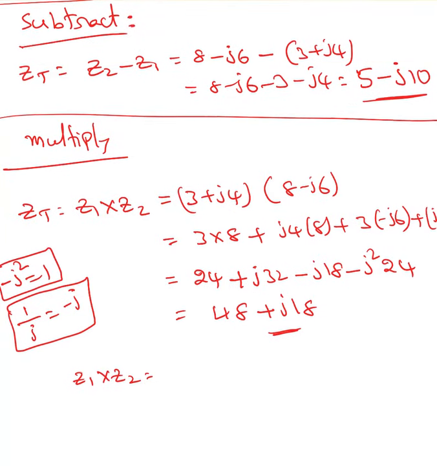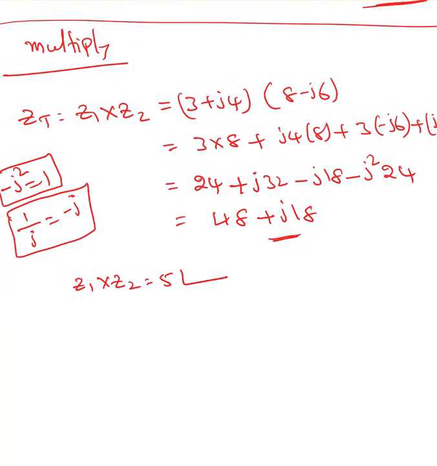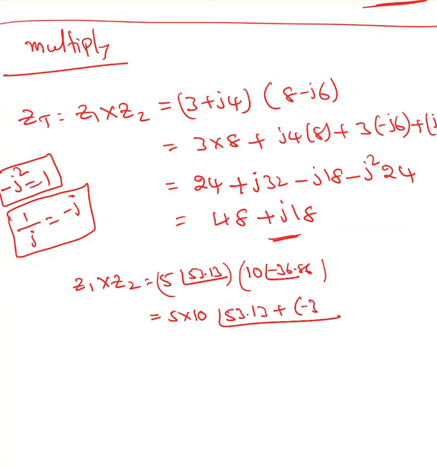When they are in polar form, I have 3 plus j4 as 5 at an angle of 53.13, and 8 minus j6 as 10 at an angle of minus 36.86. Here, when we multiply in polar format, multiply the magnitudes, so 5 times 10, which is 50, and add the phase angles, so 53.13 plus minus 36.86. So it's 50 at an angle of 16.27. If you convert this into polar format, you will end up with the same thing, 50 at an angle of 16.27.